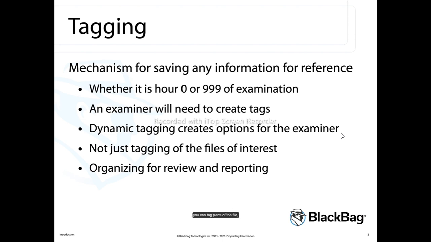You can tag parts of the file. You can tag just some of the hex. You can tag the ASCII interpretation of things. You can tag an entry within a plist file. And then finally at the end, you want to be able to organize those tags for your review and ultimately your reporting purposes.